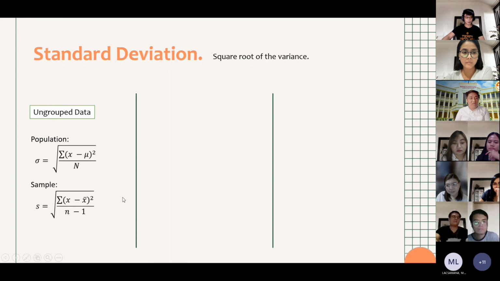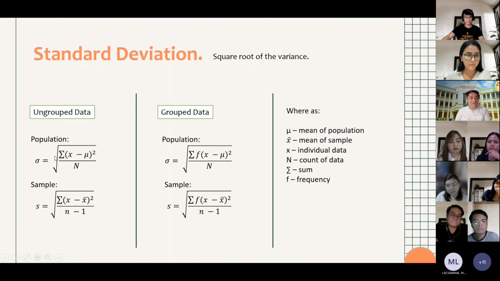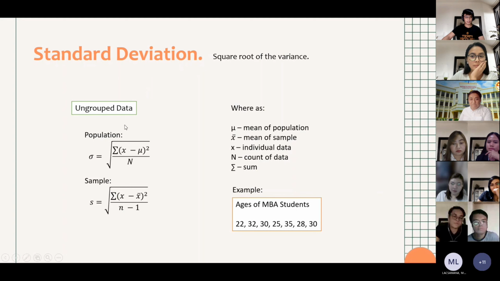So now focus muna tayo sa ungroup data, as I said. So yung formula nila sa standard deviation and variance is almost the same lang. Pinakaiba lang nila is meron tayong square root dito.